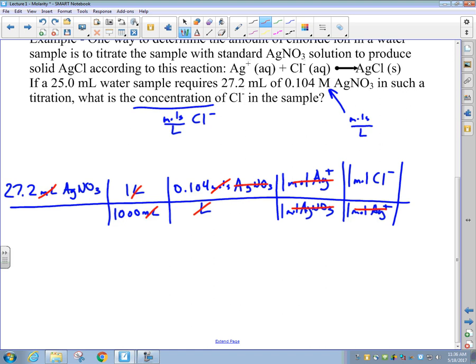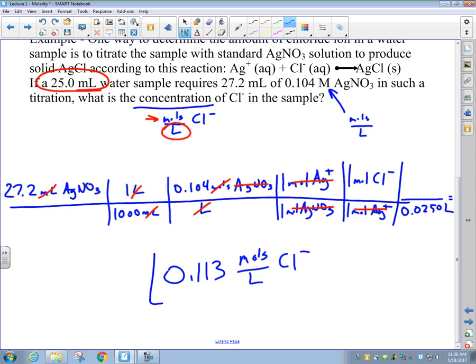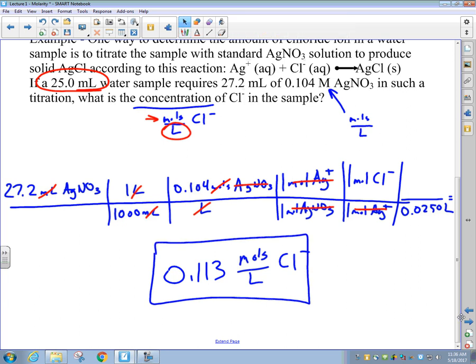We're halfway there. We've got moles. Now all we need to do is divide it by the volume of chloride in our water sample, which is the last volume that we're given in the problem, the 25 milliliters. I'm going to go ahead and convert that directly to liters. So I'm going to have 0.0250 liters as my last step in the mole map. That's going to give me the units that I'm trying to achieve, moles per liter of the chloride ion. When I go ahead and do the math and the significant figures, I get 0.113 moles per liter of chloride ion, the concentration of the chloride in our water sample.